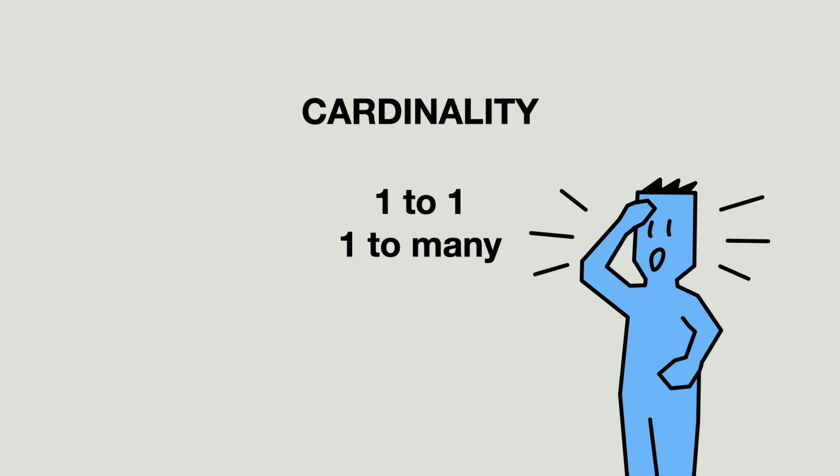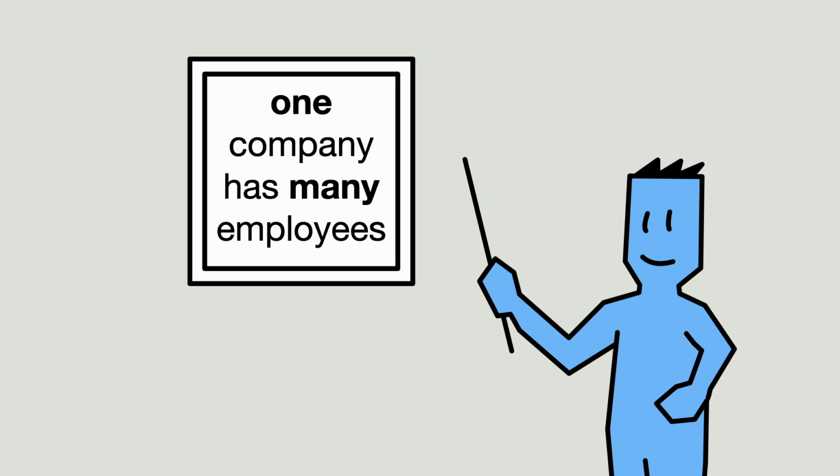When I learned this stuff, I made the mistake of thinking that the difference between composition and aggregation had something to do with cardinality. You know, things like one-to-one relationships or one-to-many relationships. The examples in this tutorial used a one-to-many association. One company has many employees, but cardinality has no influence on the association type.